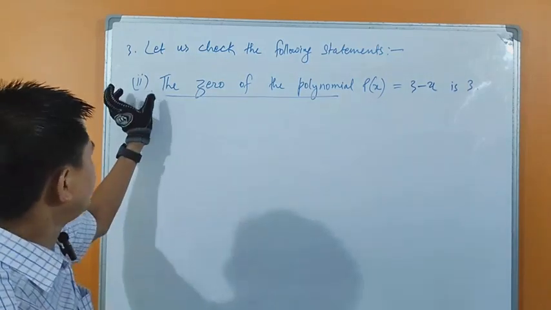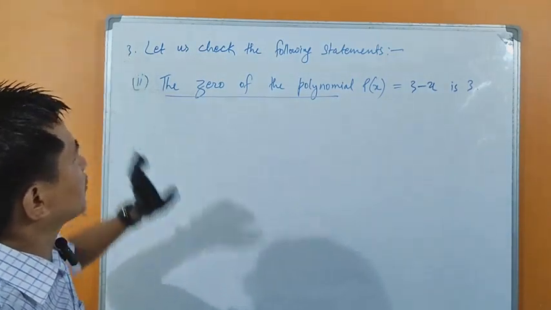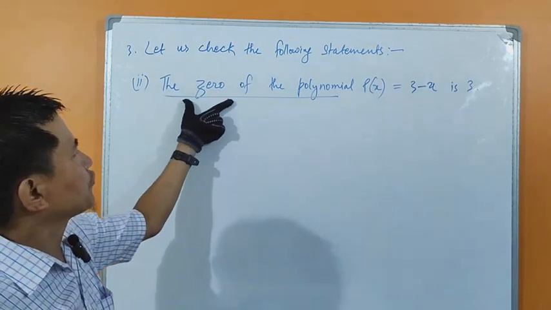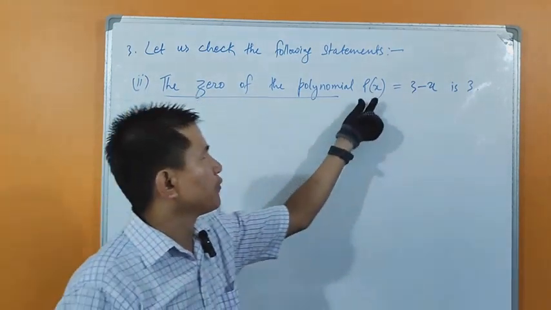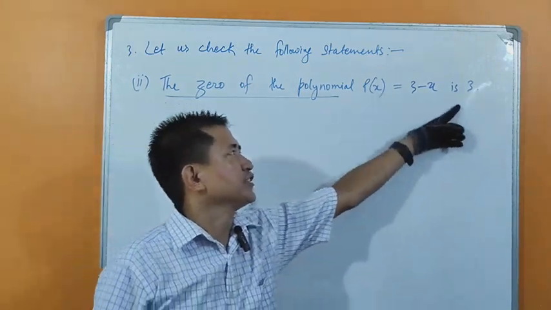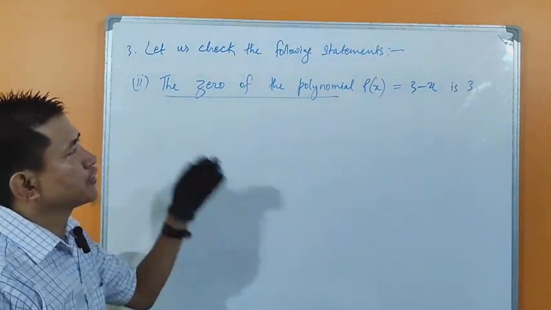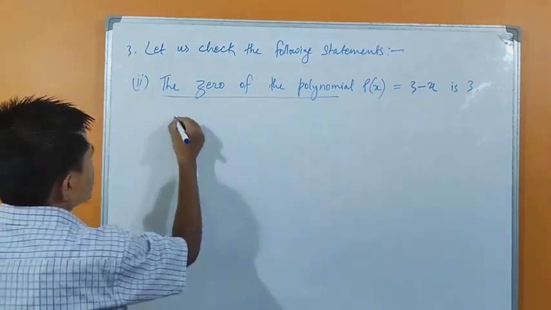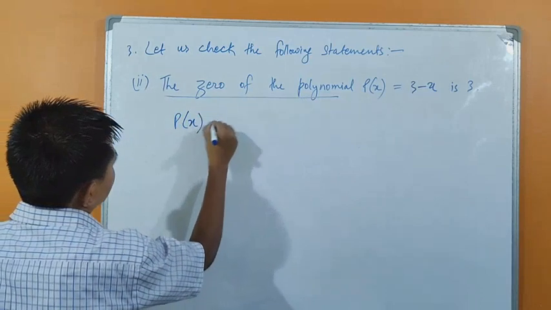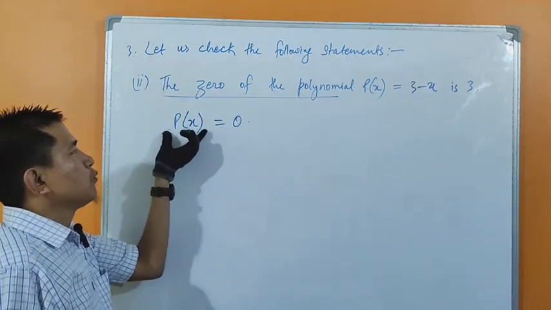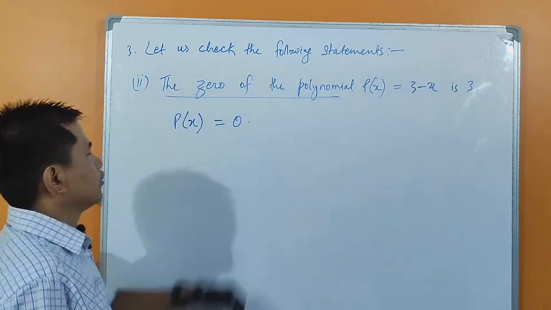Okay students, this is sub number 2 of question number 3, and we are asked to verify the 0 of the polynomial p(x) is 3. We are asked to prove the 0 of the polynomial p(x) is 3. The 0 of the polynomial means polynomial p(x) should be equal to 0. Got my point?